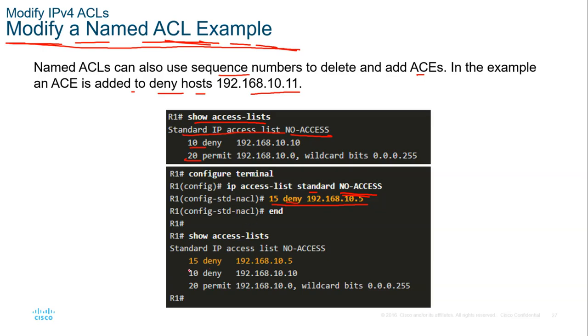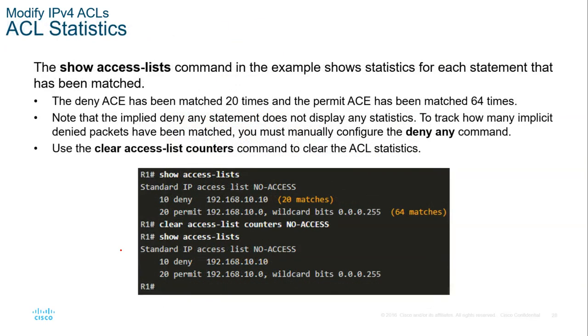Ideally, the 15 is supposed to be in between these, because the order matters, which is the reason why there are sequence numbers. So this was just an error. It's supposed to be in between 10 and 20, like that. To verify, run show access-list and you have it here. We have two entries, as you can see.